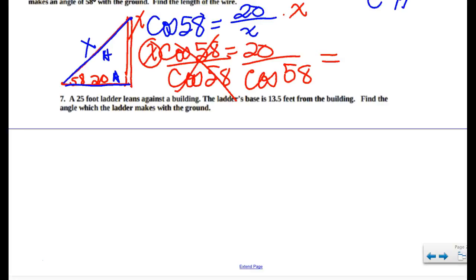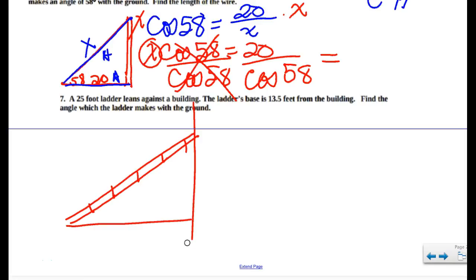And number 7, we've got a 25-foot ladder. There it is. Bang, bang, boom. And it's leaning against some building. The ladder's base is 13.5 feet from the building. The ladder is 25 feet long. Find the angle that the ladder makes with the ground. So let's give that angle a name. You can call it x if you want, or a for angle. A lot of times in higher levels of math, we call our angles the Greek letter theta, but go ahead and call it x because you're probably comfortable with that.